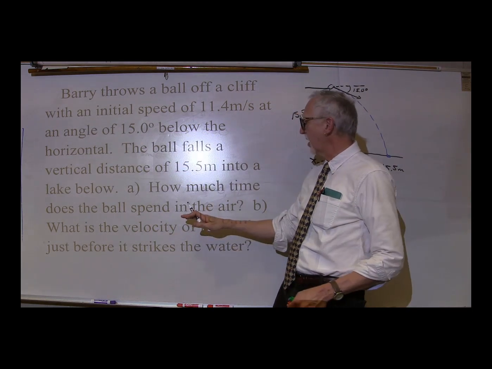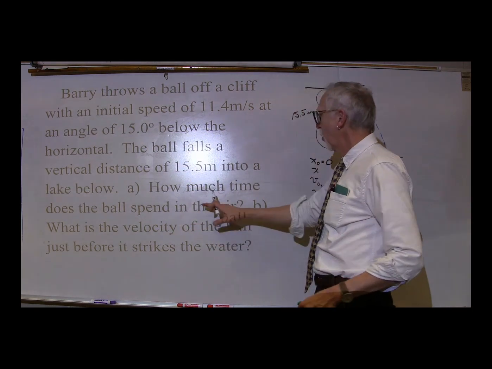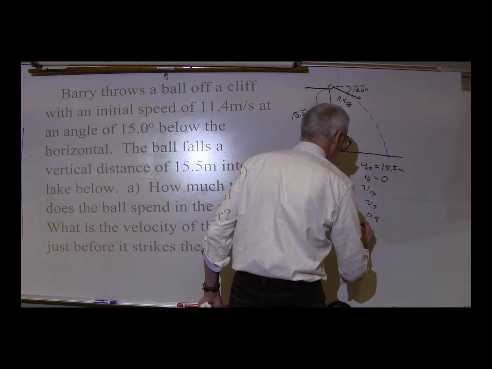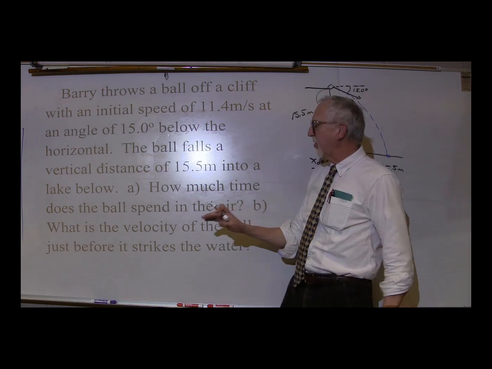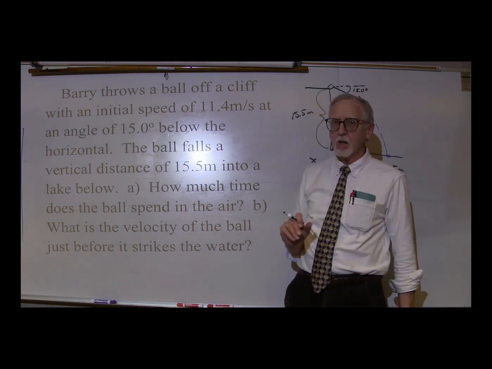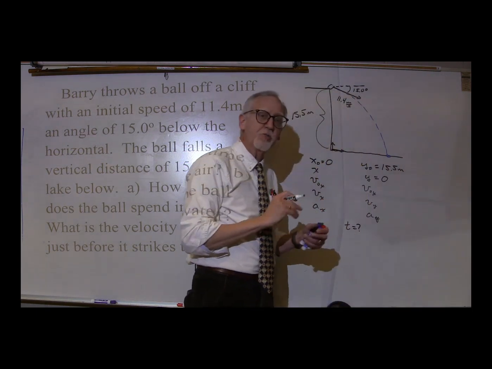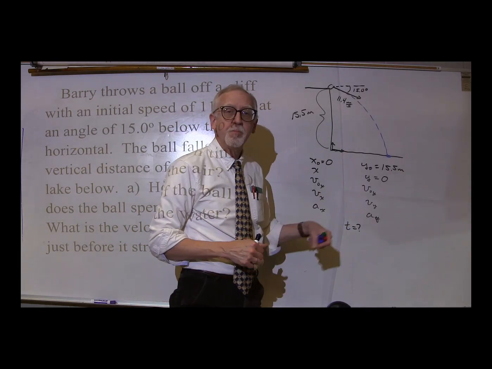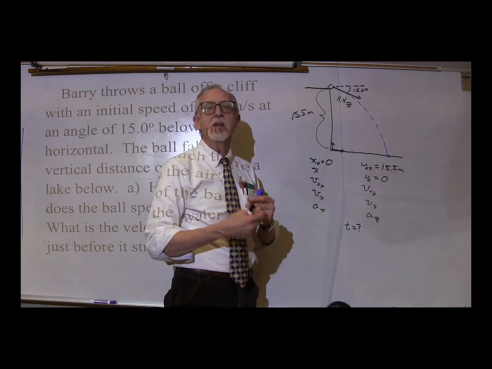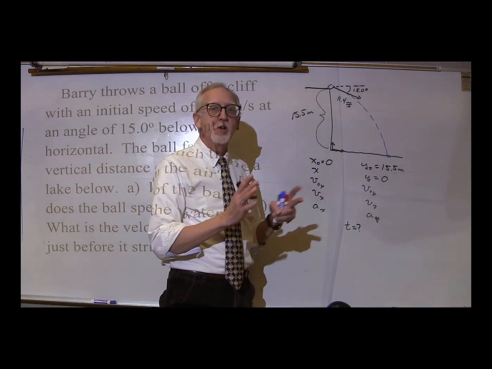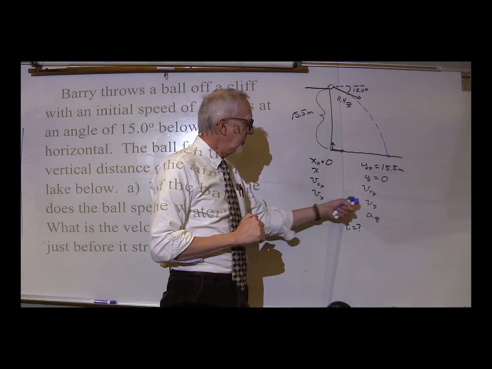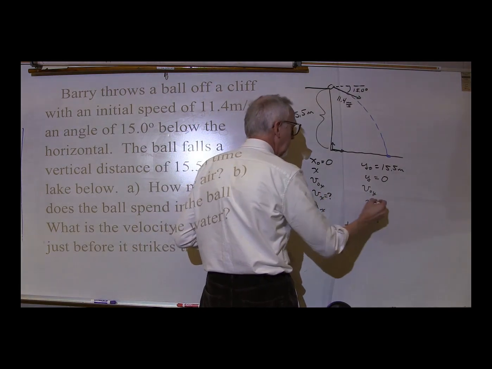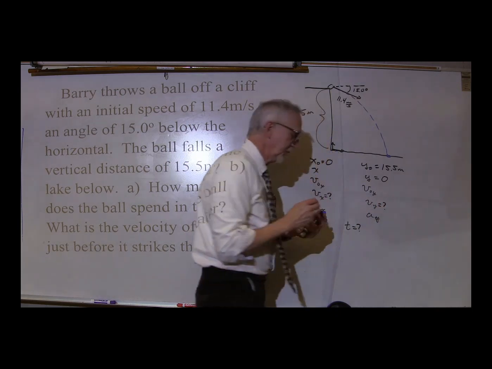Let's remember, what are we looking for? We're looking for how much time, so we're looking for T. But then we're looking for what's the velocity of the ball. So in order to describe the final velocity, we need to describe Vx and Vy, and then put them together to determine the final velocity vector. So we're looking for the final velocity, we need the components to find that. So we need to find Vx, and we need to find Vy, and then we'll put them together.